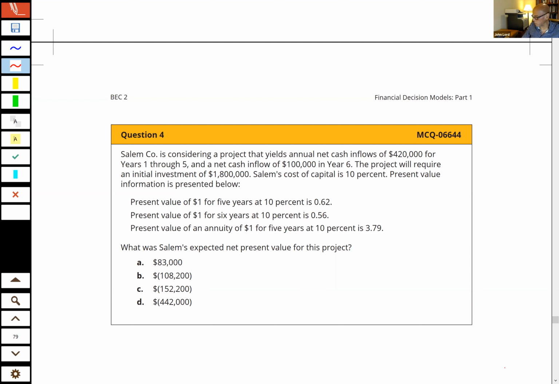Okay. Then I look at the net cash inflows. And they tell me that there's 420,000. They tell me that that's going to be relevant for years 1 through 5. And I look and, thank you very much, they give me the factor for 5 years of an annuity, because it's a stream of payments.